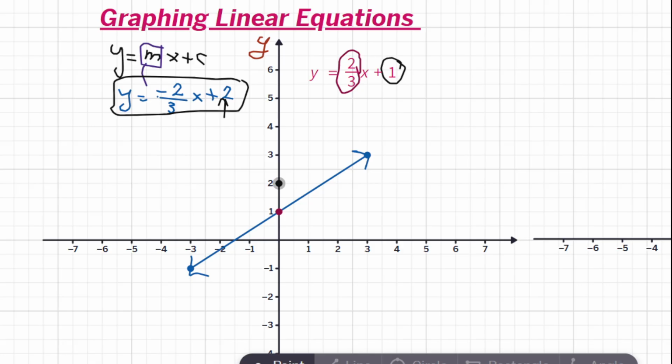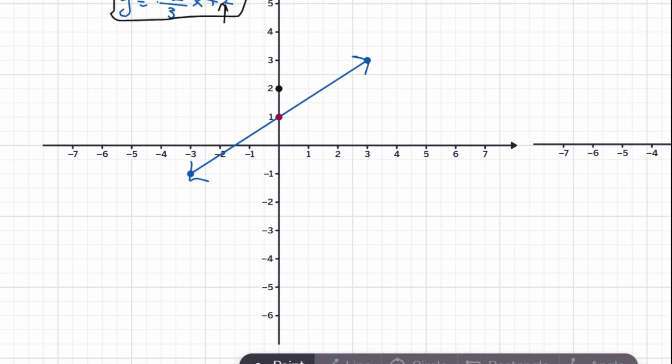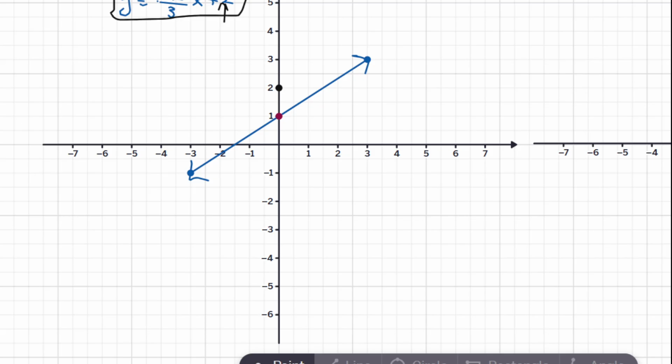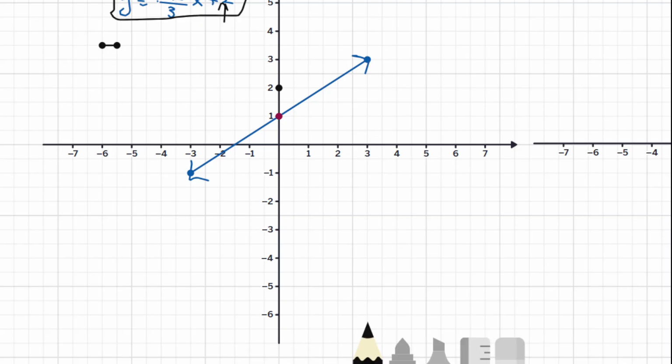So we need another point so that we have a line. So the slope is negative. Let me just use the pen. So the slope is negative 2 over 3, right? So we will rise, sorry. Let me just erase this. Let me also erase that.